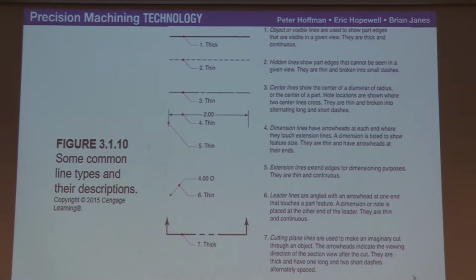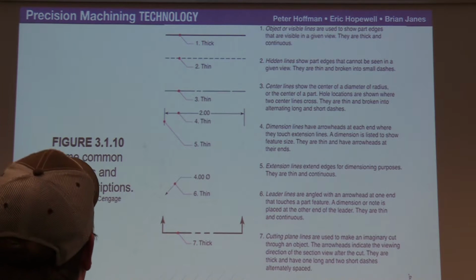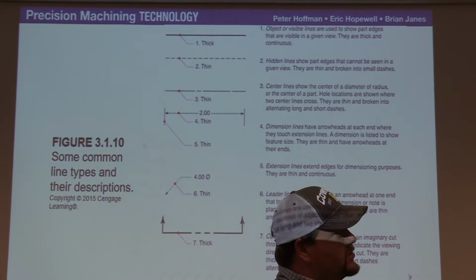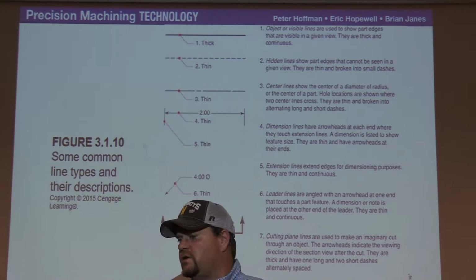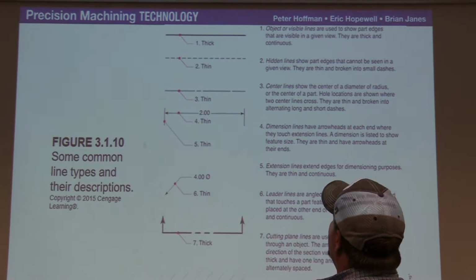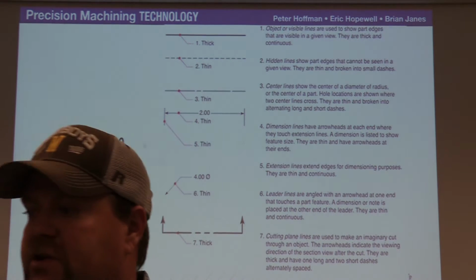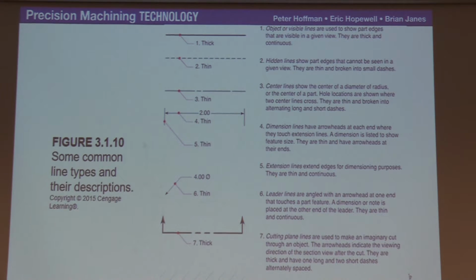All right, welcome back to Blueprint 101. We're on Section 3, Unit 1, Engineering Drawings, Understanding Engineering Drawings. So we stopped last time on line types and our descriptions. We're going to pick back up and start from the top to the bottom. This starts in your book on page 208.